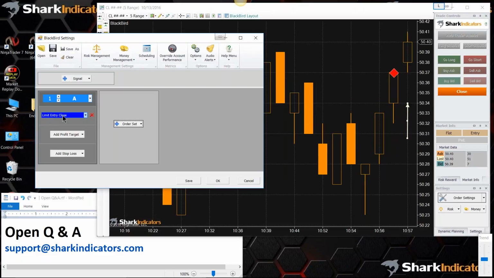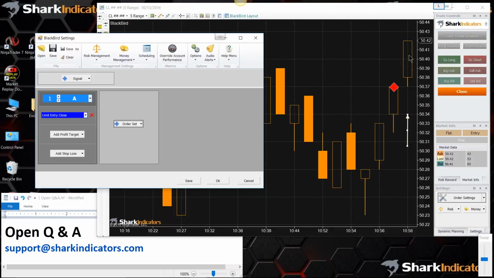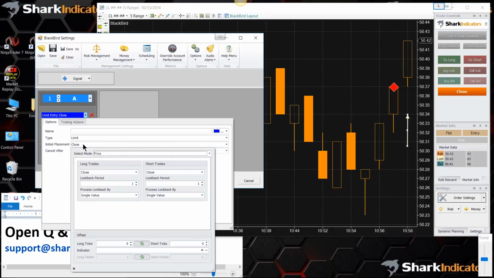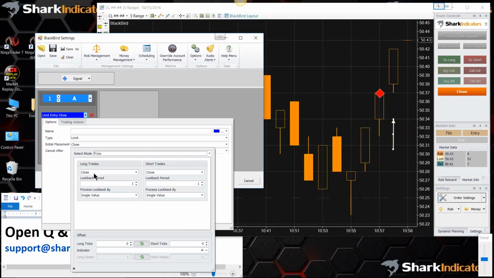Alright, so if we're using a limit order, its default is going to be the closing price, which is where my red diamond is. It's the closing price of the bar that just closed, as opposed to the bar that's still building and open. So the first thing you have to do is decide where do you want your limit order to sit at. And there's lots of different options that you can use to set that price.